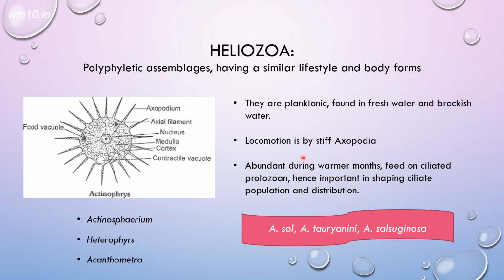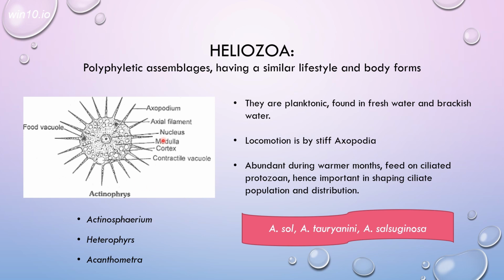And the locomotion, though there is, is very little, and it requires those stiff axopodia. And the economic importance is that they are most abundant during the warmer months, and they feed on ciliated protozoans. So especially during this period, the count of the ciliated protozoa reduces, and with the increase in the count of this group, hence it is very important in shaping their population and distribution.